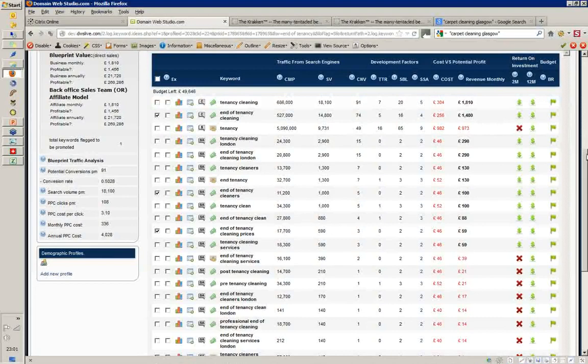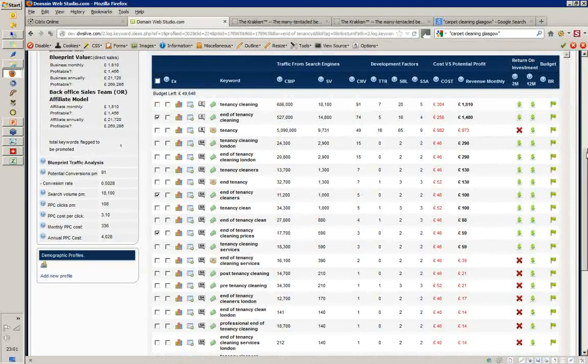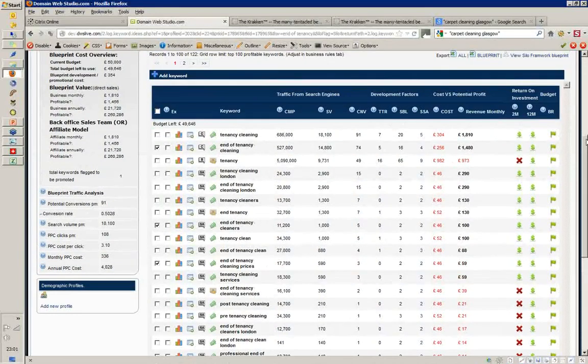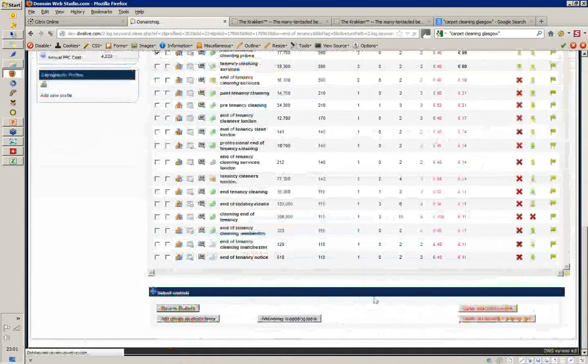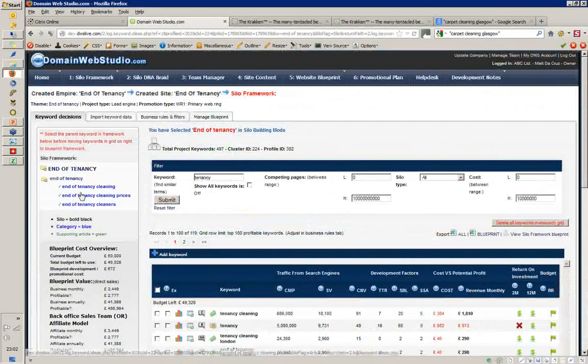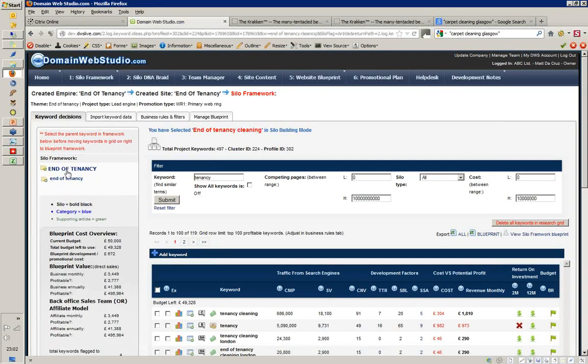Okay, so what I've done now is I've selected the end of tenancy, I've selected 3 keywords. I'm going to move them into my blueprint. So when we open that up, we've got end of tenancy, end of tenancy cleaning, cleaning prices, and cleaners. When I click on end of tenancy cleaning, I'm going to assign synonyms to this keyword so that when we come to write the articles, we've got our synonyms pre-assigned.